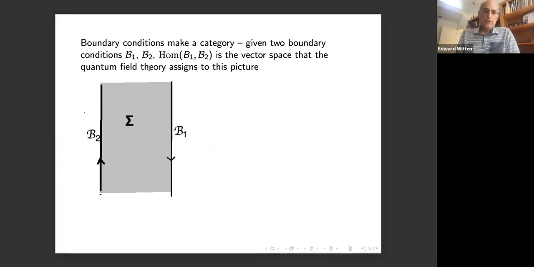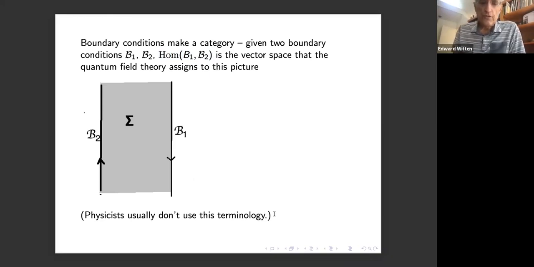So if our 2-manifold is actually a 1-manifold, this horizontal strip times time, then to this 1-manifold, we associate what physicists would call the space of physical states. But alternatively, in this context, you can regard it as the Hom space in the category between the two boundary conditions. I should say that overall, physicists will only use this terminology in special applications.